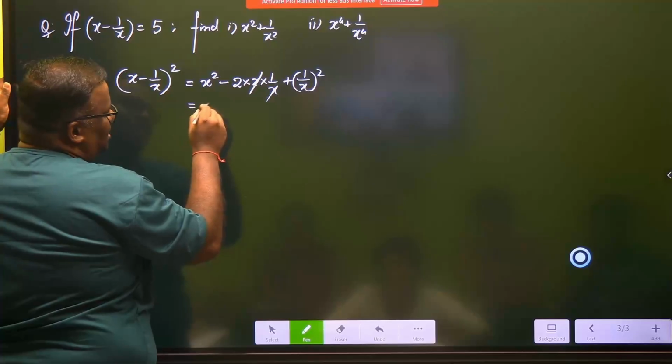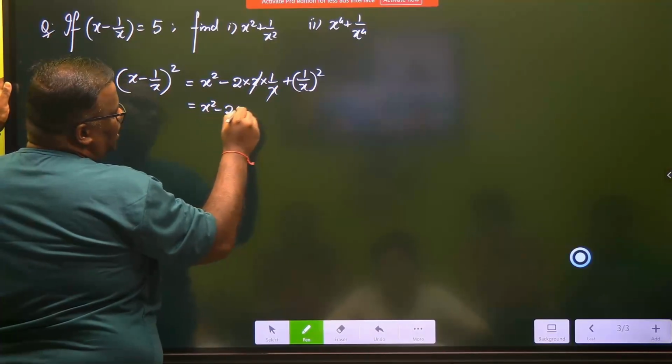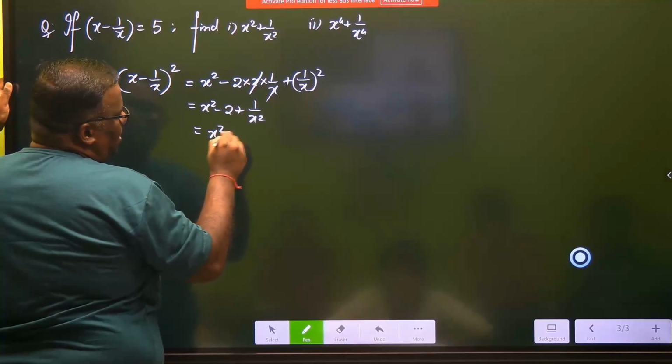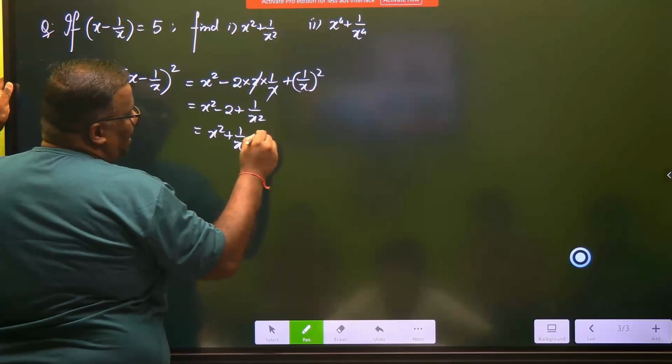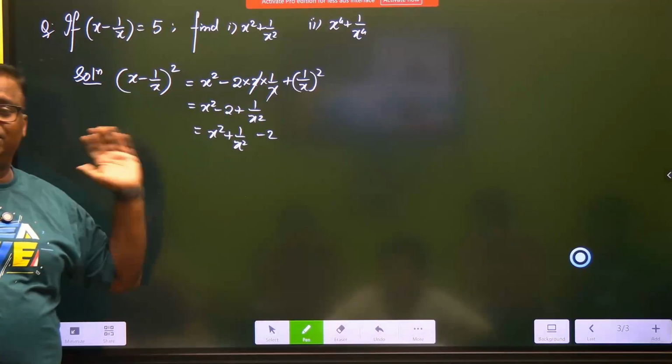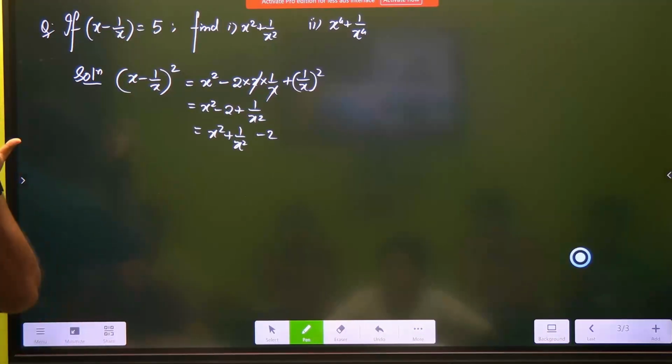So this becomes x square minus 2 plus 1 by x square. This is x square plus 1 by x square. Mind you, you are getting a minus 2. Now the minus 2 has to be shifted this side. So it turns to plus 2.